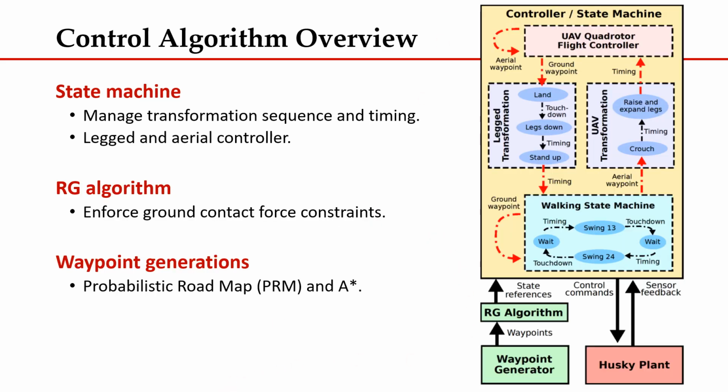Next, we'll move on to the control algorithm. This is the overview of the controller algorithm used in the robot. This block over here is the state machine, and then we have the reference state generated by the waypoint, and then we send control commands and sensor feedback to the robot plant. So the control commands are defined here.